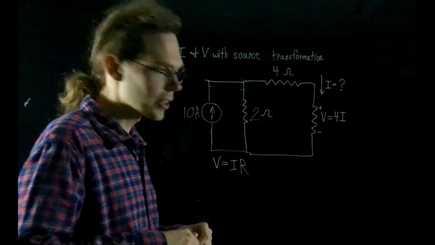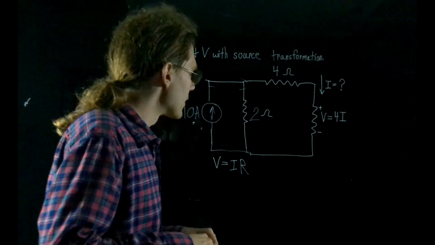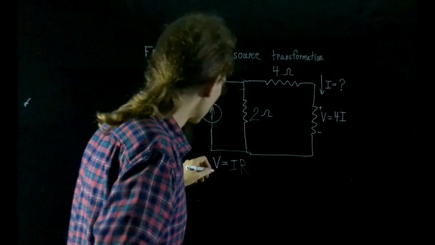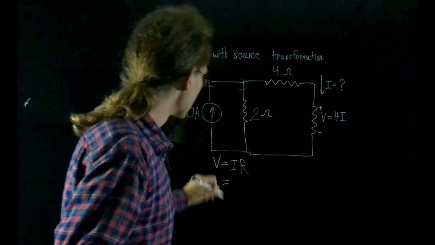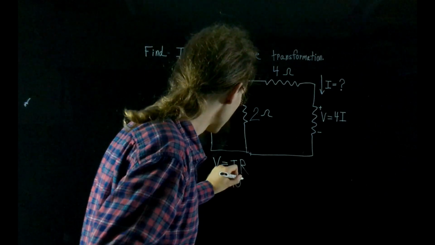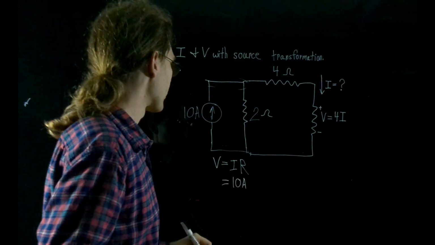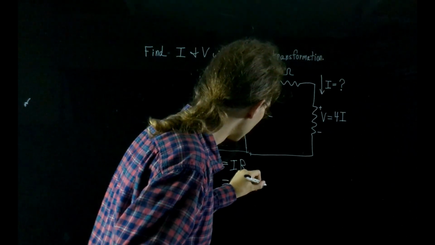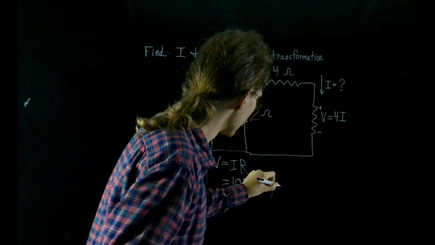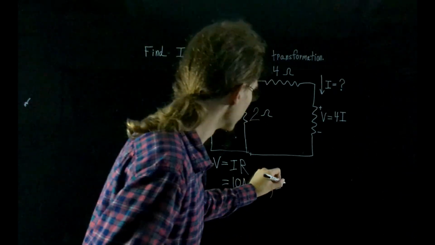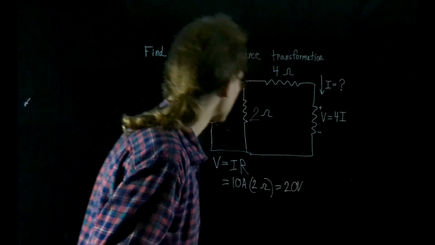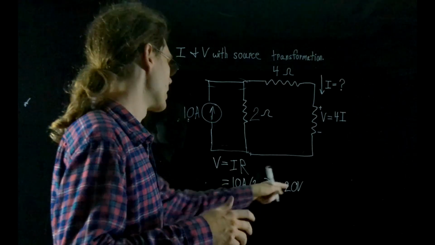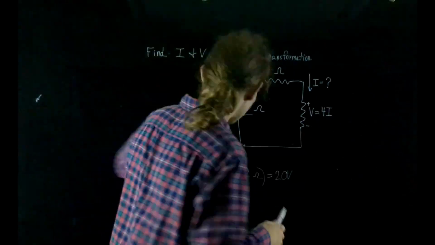Again, before we redraw the circuit, I recommend that we calculate the voltage, which again is governed by Ohm's law. V equals IR. In this case, the I is 10 amperes, and the R that we calculated earlier is 2 ohms. Therefore, the voltage will be 20 volts. The resistance will stay the same, yet it will be connected in series with the 20 volt source.